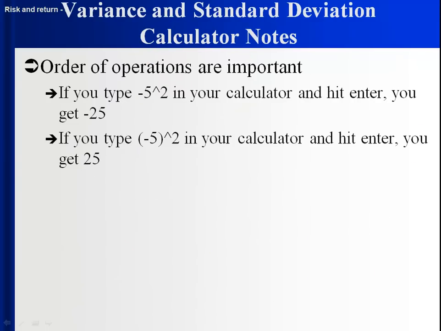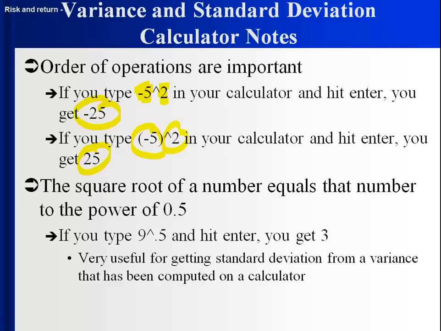A couple of notes about order of operations. Let's suppose you have a deviation of -5, and then you square it. -5 squared, you will get -25, because it'll do 5 squared, which is 25, and then take the opposite. So you need to have your parentheses. This is (-5), that number, squared, and you'll get 25. So remember, squared deviations are all positive. If you get a negative, something's going on. One of the culprits could be order of operations.